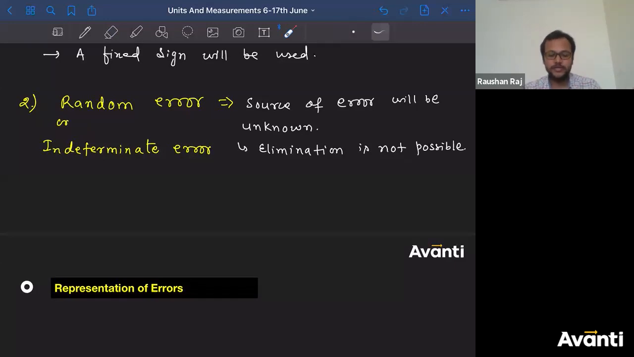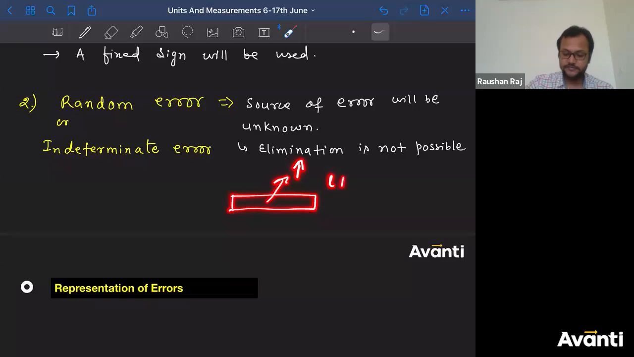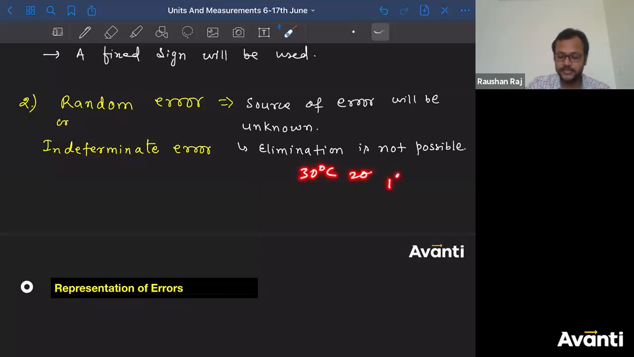Now, just imagine you're measuring the length of a rod. You know that if the temperature of this increases, the length of this will increase, right? And if you have a rod whose length can increase at a very significant rate if you increase the temperature, let's say by 30 degrees centigrade or 20 degrees centigrade or 1 degree centigrade.